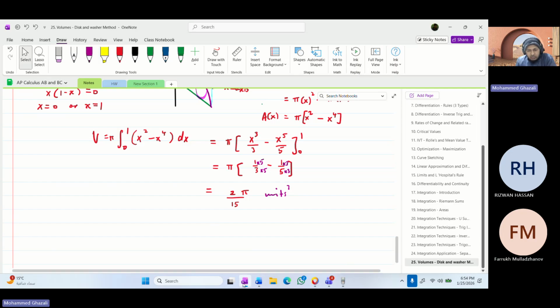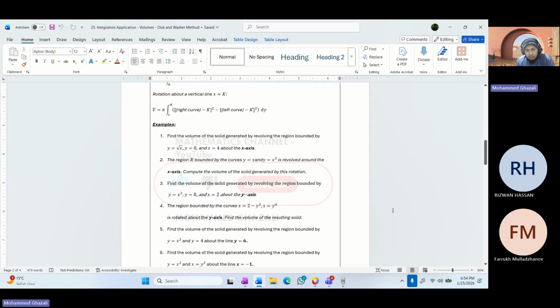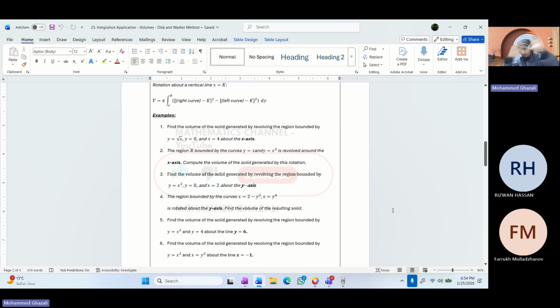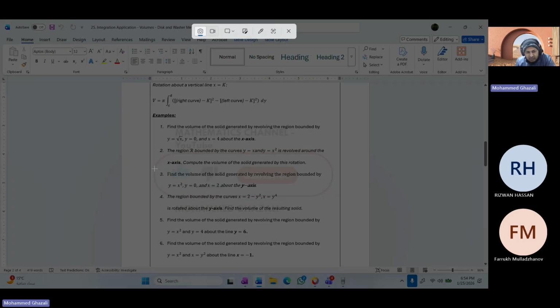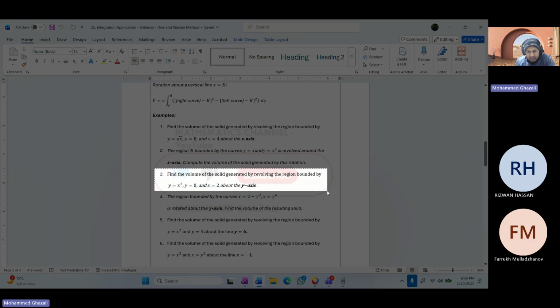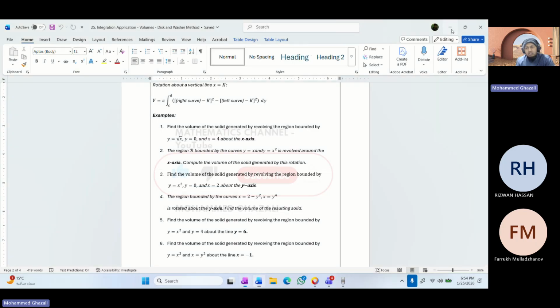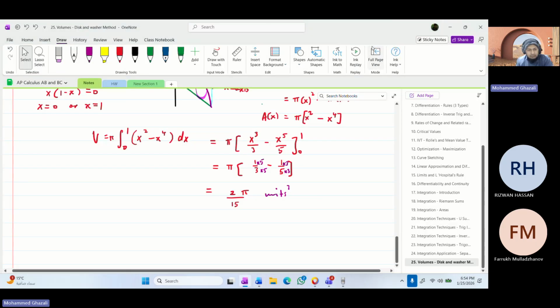Okay. Next question, guys. We're going to rotate about the y-axis now. You did the rotation about the x-axis. I gave you a disk and I gave you a washer. We're going to do the same with the rotation about the y-axis. Rotating about the vertical line, y-axis.